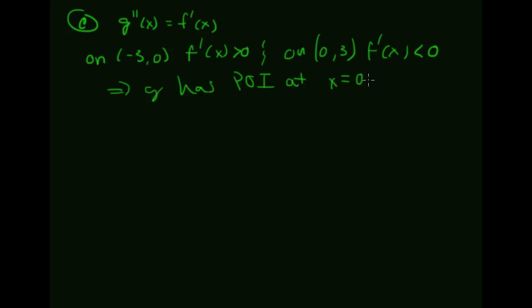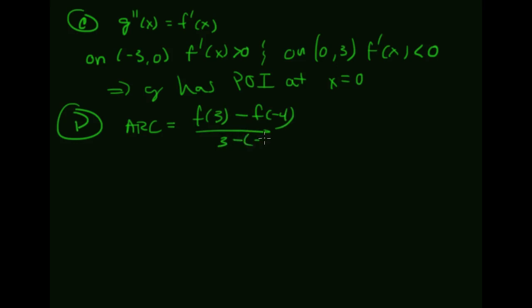Alright, let's look at D. D, it wants to know what would be the average rate of change. The average rate of change here would be f of 3 minus f of negative 4 over 3 minus negative 4, which is negative 3 plus 1 over 7, which is negative 2/7. And it's pointed out that that's never equal to the instantaneous rate of change. So the question now becomes, well, why doesn't it have to be?